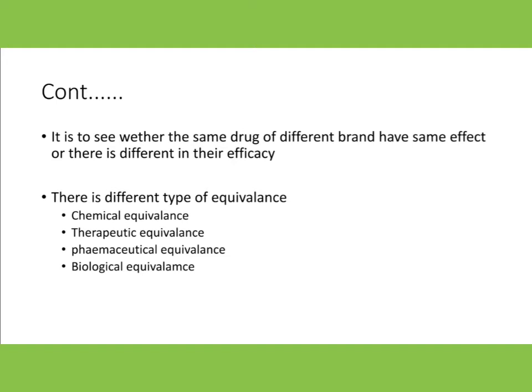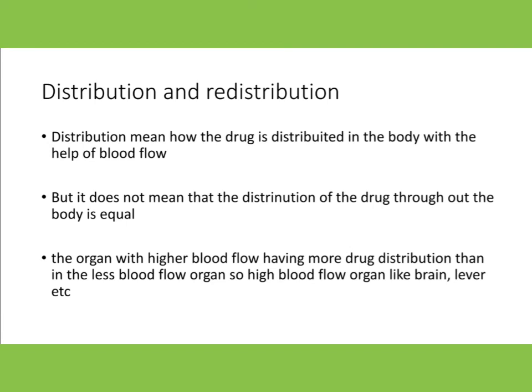And after that, biological equivalence or bioequivalence. Bioequivalence tells that when a drug is administered in the body, it should give the same plasma concentration profile. If there is a different plasma concentration profile in the body after applying those two same medicines manufactured by different companies, then it will not be called biological equivalence. So this is bioequivalence. I hope you understand.